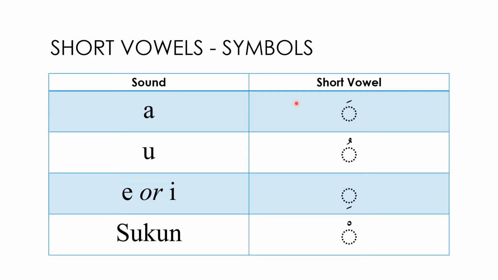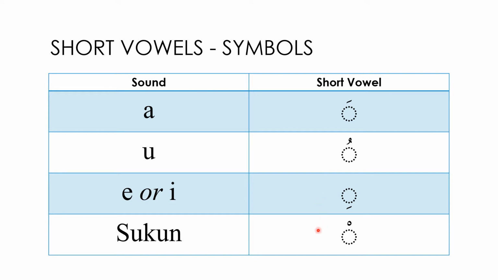These are the Arabic short vowels. They are symbols written associated with the letters. The short vowel a is an accent written on top of the letter. The short vowel u is like a little circle with a tail, also written on top of the letter. And the short vowel e is written under the letter.